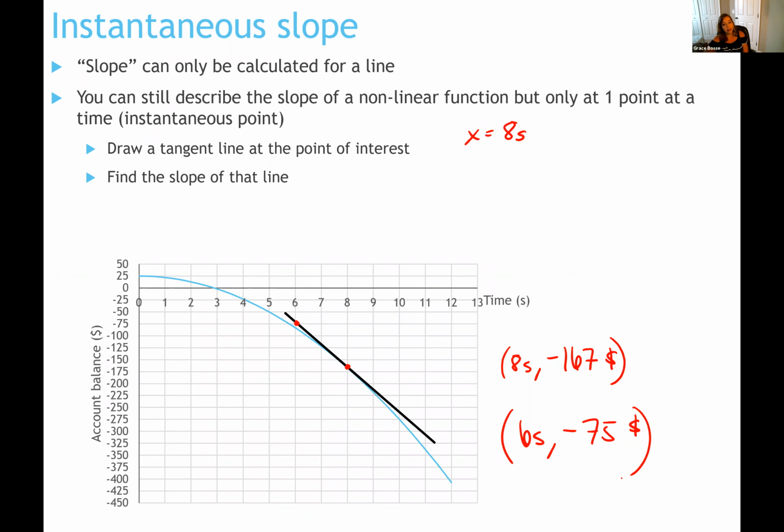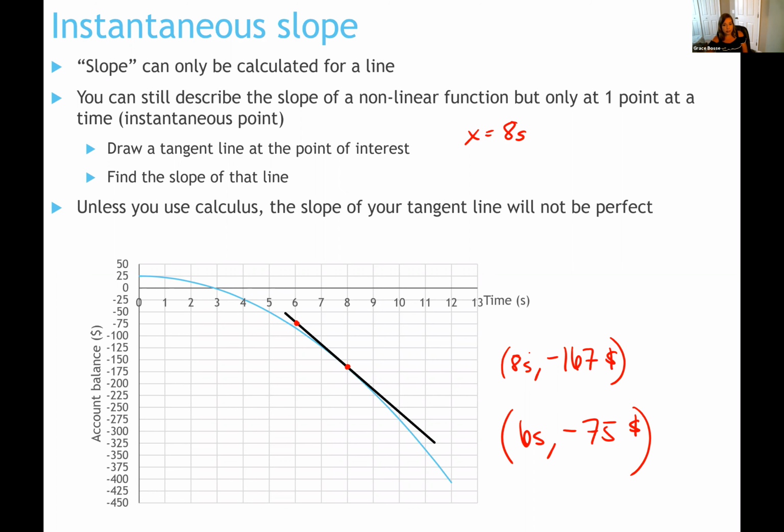Now I have 2 points and I can calculate the slope of that tangent line. That tells me the slope of my graph at that instant only. If you found it at different locations on that graph, you would see that the slope is changing. I can see on this graph right here that the slope is getting steeper and steeper and steeper.